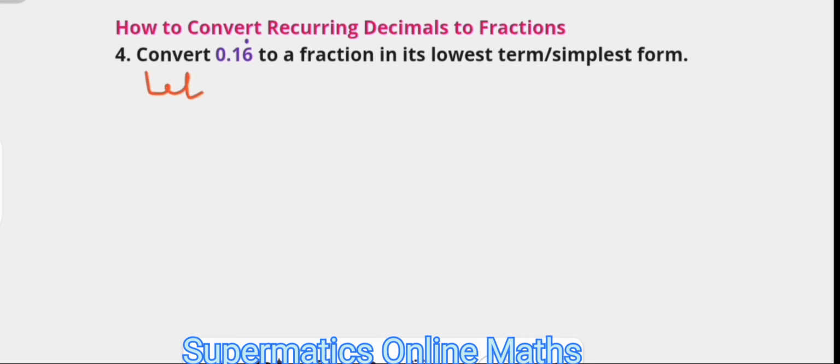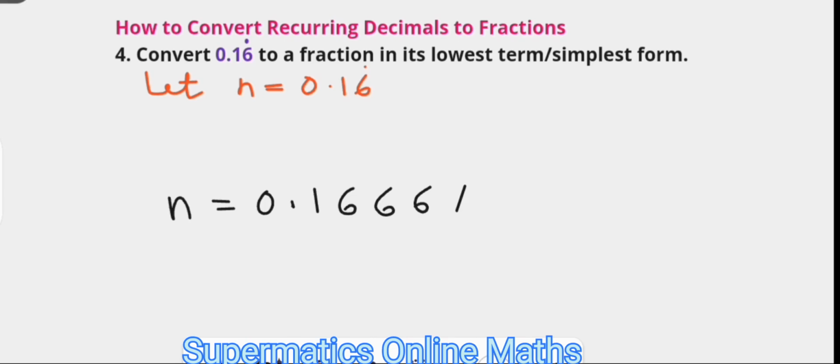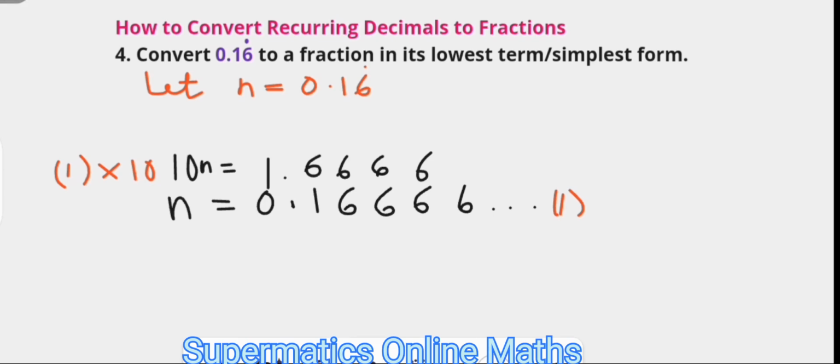Here we let n be 0.16. Here it is only the 6 that keeps recurring and not the 1. And it simply means that n is 0.16666 with the 6 going on forever, equation 1. Then we multiply the equation 1 by 10, and that gives 10n equals 1.66 that continues on like that.